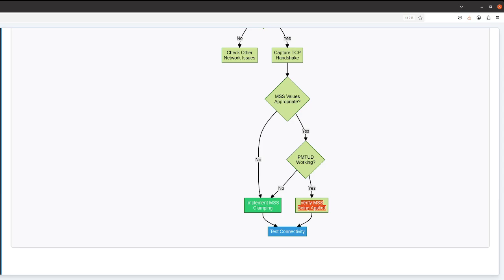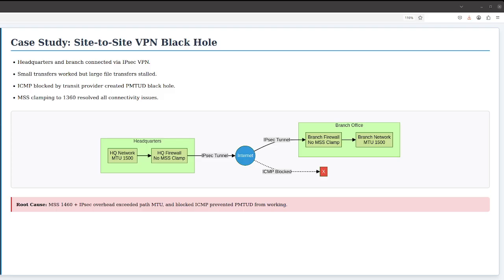The final branch addresses cases where maximum segment size appears correct and path maximum transmission unit discovery works. In these cases, the issue may be elsewhere in the network. Consider other factors like TCP window size, congestion, or application level issues. This systematic approach ensures you identify the root cause efficiently rather than making random configuration changes that may not address the actual problem.